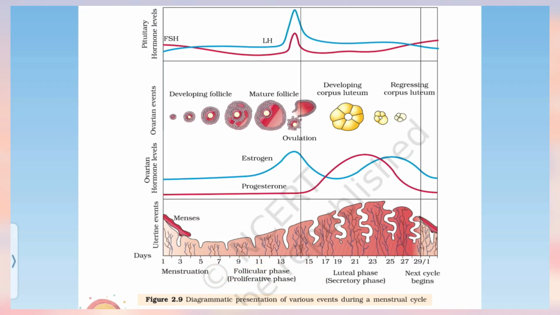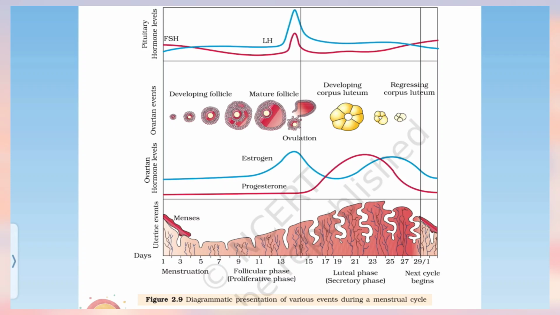During this time, the ovarian follicle starts developing. The pituitary hormone FSH stimulates the growth of the ovarian follicle. The developing follicle secretes estrogen, which causes proliferation of the endometrium. A sharp rise called the LH surge occurs around day 14. This LH surge triggers ovulation, the release of a mature ovum from the ovary. This is the most important hormonal event of the cycle.